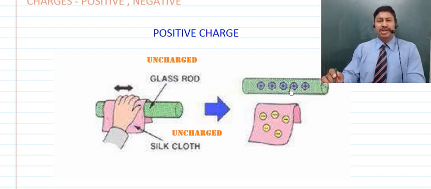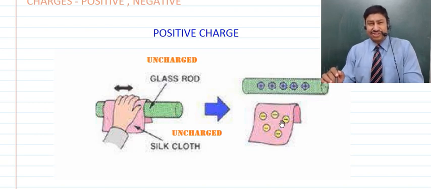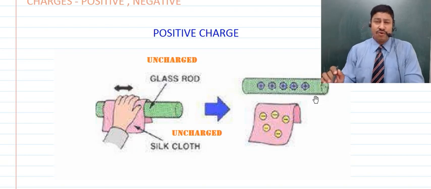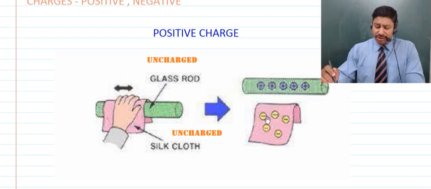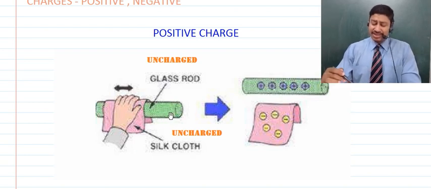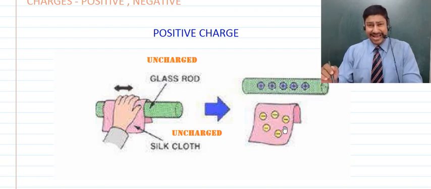Remember that whenever we have charges which are moving away, it is actually the electrons which move, not the protons, because the protons are tightly bound within the nucleus with the neutrons by a force which is known as the nuclear force. So when the silk cloth is rubbed with the glass rod, the excess electrons moved away from the glass rod to the silk cloth. As such, the glass rod developed a deficiency of electrons, and thus it became positively charged. And the silk cloth received some electrons, so it became negatively charged.